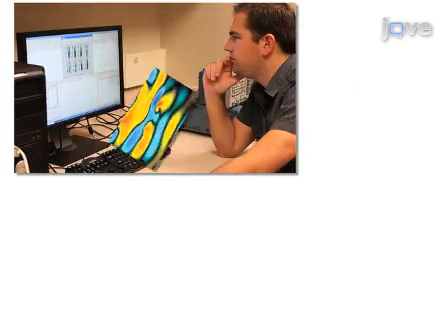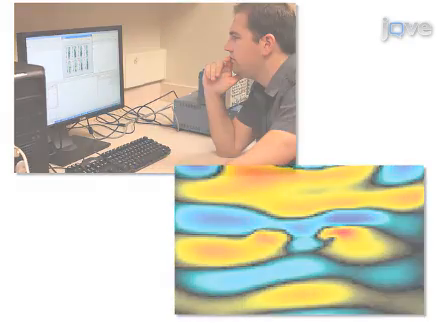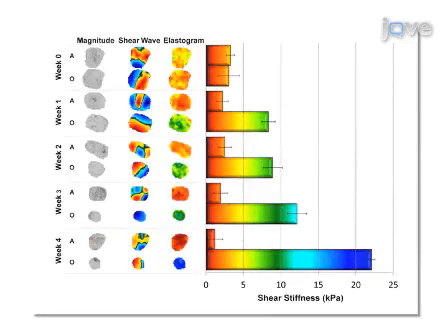The sample and actuator are transferred to a magnet, and magnetic resonance elastography images are acquired. Analysis of the resulting images shows the change in shear stiffness for both osteogenic and adipogenic constructs.